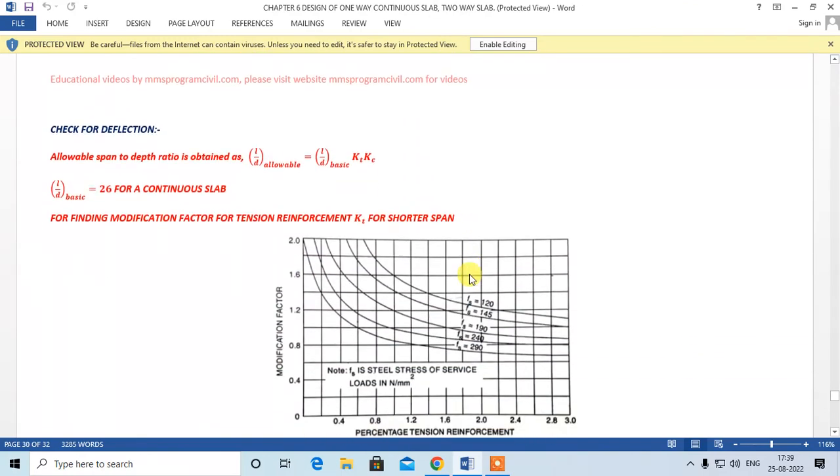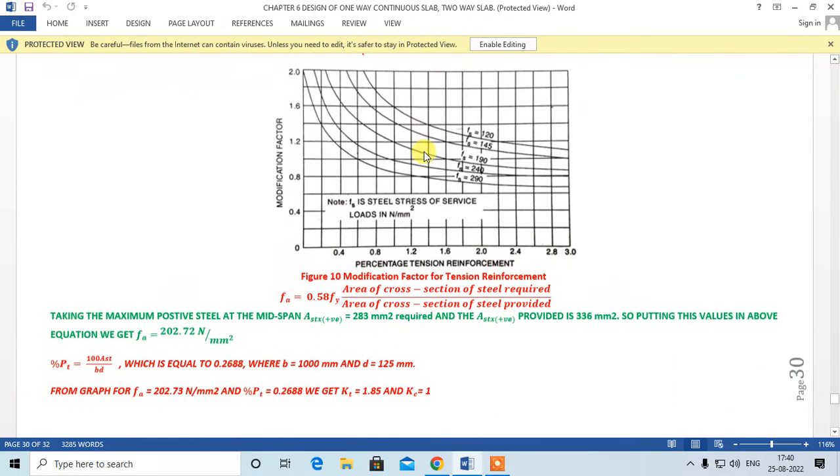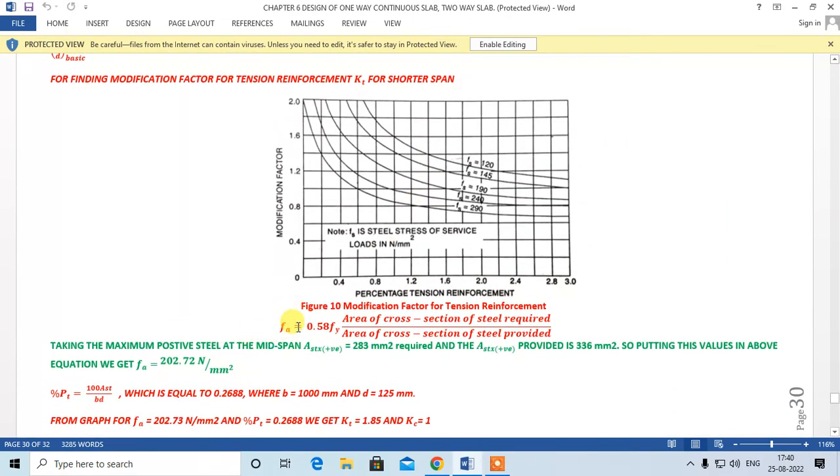Now we have to do the check for deflection. The allowable span to depth ratio is obtained. L by D allowable is L by D basic into KT into KC. L by D basic for a two-way continuous slab we can take as 26. For finding the modification factor for tension reinforcement KT, first we are taking the shorter span. You can find the stress in steel by this formula. The stress in steel using this formula is found to be 202.72.